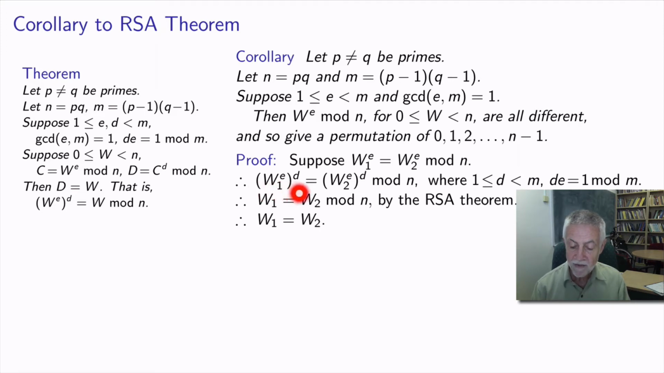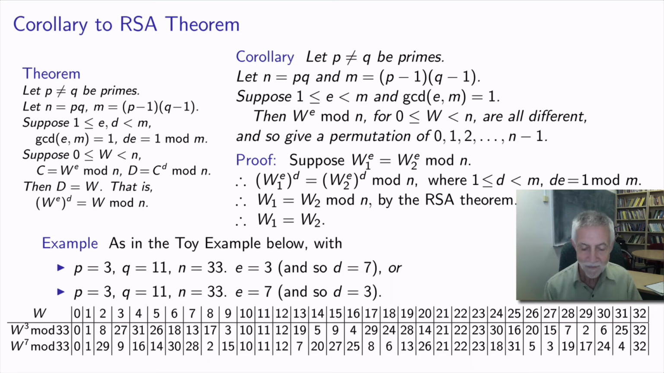But w1 to the e to the power d is w1 to the ed, and we know that is equal to w1 modulo n by the RSA theorem. So that was the reason for introducing d. Even though the corollary says nothing about d, to prove the corollary, we introduced d. So now we have that w1 must equal w2 modulo n. But since w1 is equal to w2 modulo n, and both lie in the range bigger than or equal to 0 and less than n, they in fact are equal. That's the proof.